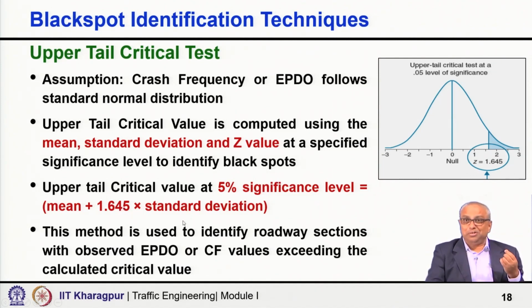That means, any chain edge having a crash frequency or EPDO value more than the upper tail critical value, then we shall consider that particular segment or location as a black spot. So, this method is used to identify roadway sections with the observed EPDO or CF values exceeding the calculated critical value, and this critical value is the upper tail critical value, right. So, that is what it is.